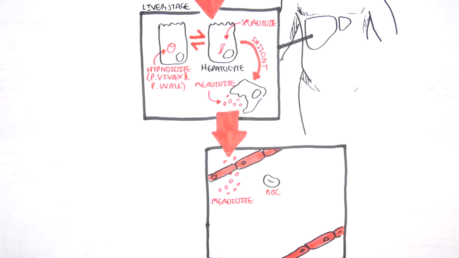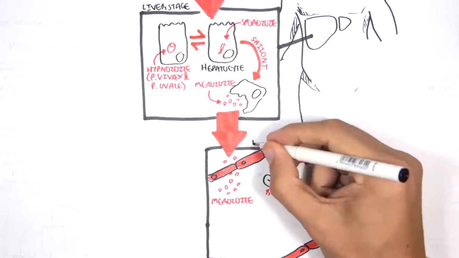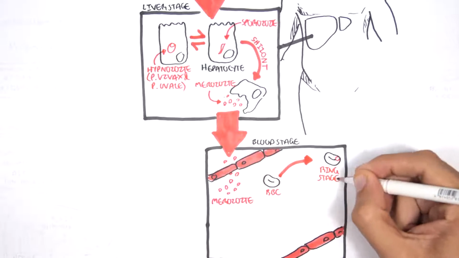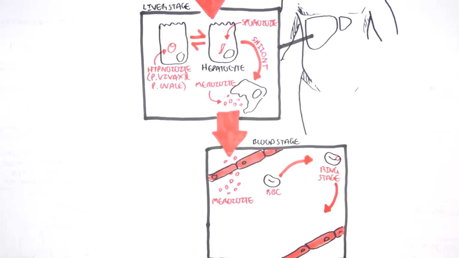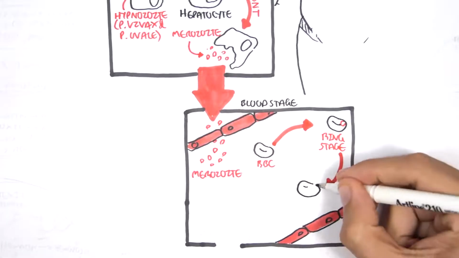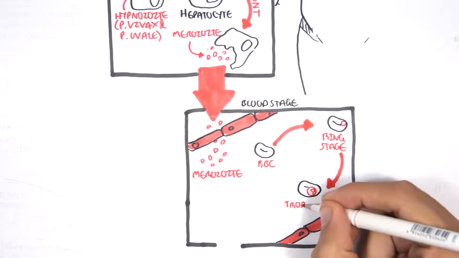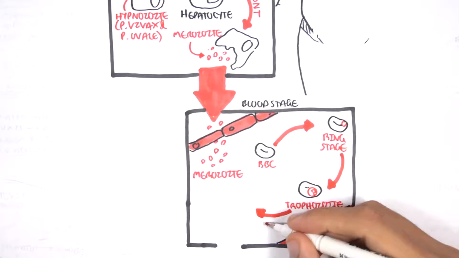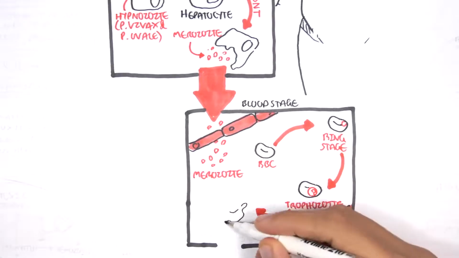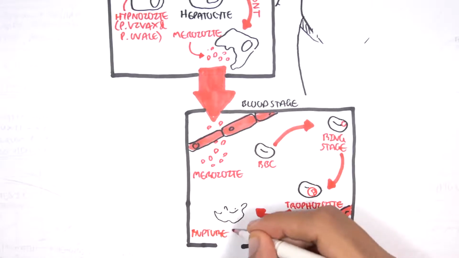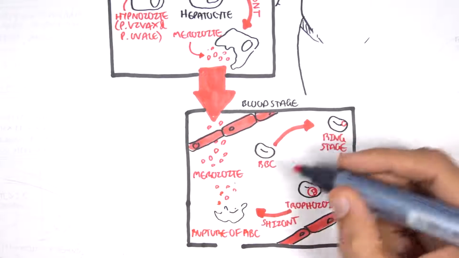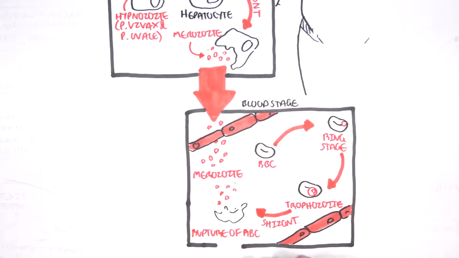So now let's go back to the merozoites which are in circulation. The merozoites invade red blood cells. Within the red blood cells, it enters what's called the ring stage. It will then replicate to form a trophozoite and mature to become a schizont before rupturing, releasing again many merozoites. This cycle can then continue, so you produce more merozoites.